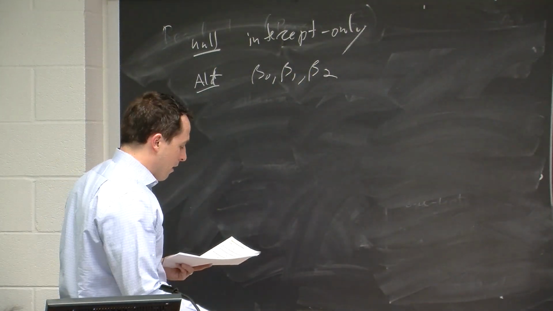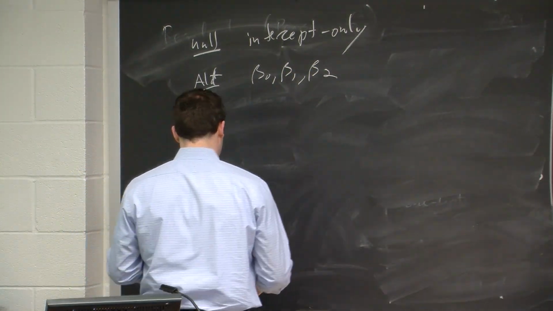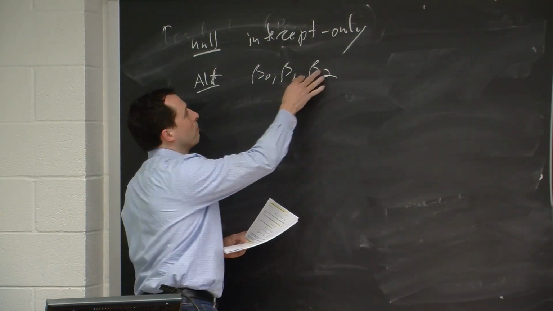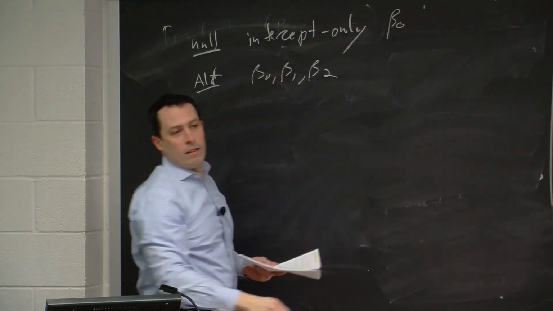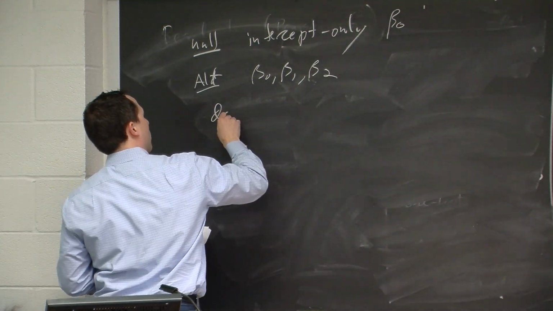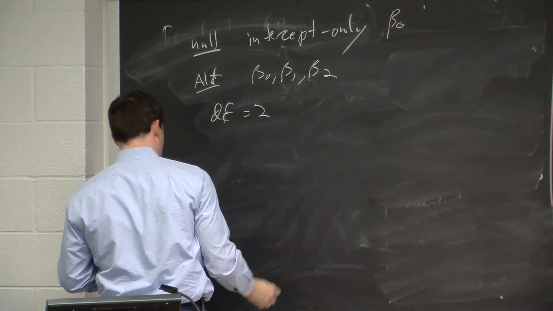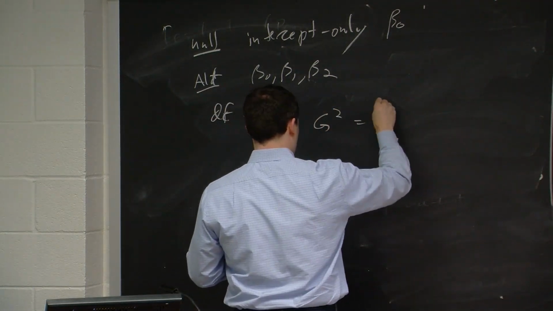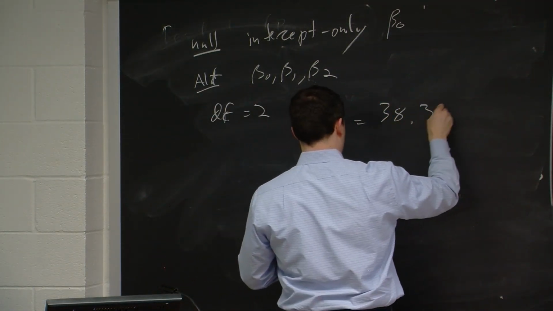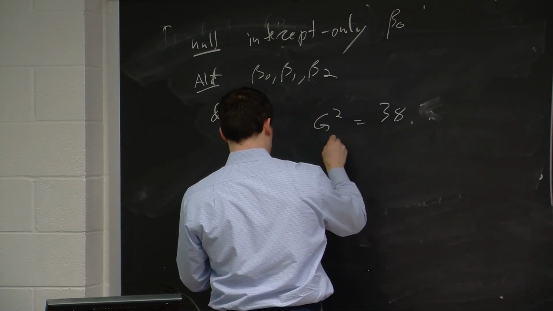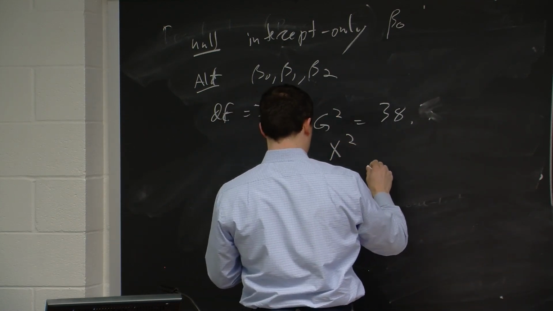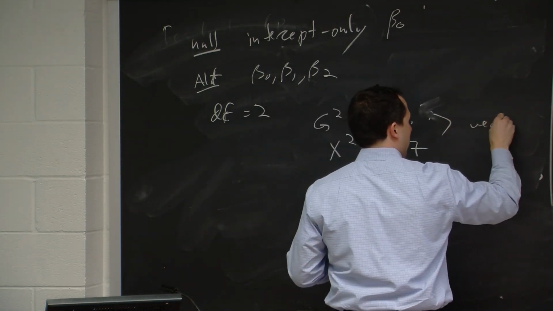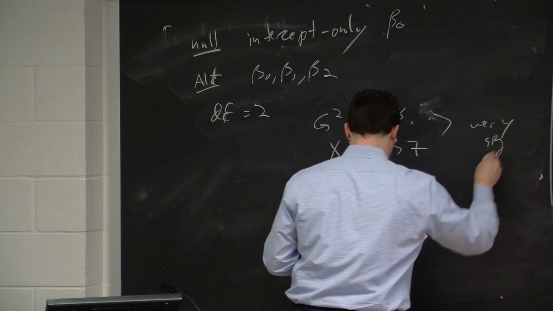And if you did that, that has 2 degrees of freedom because we've killed 2 variables between those 2 models. The chi-squared, the G-squared statistic would be 38 and change. And the Pearson, I think, is around 37. And so these are both very significant. So that would make sense to do.